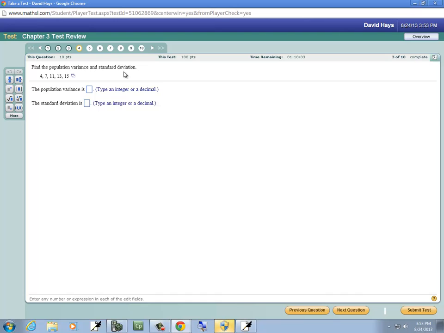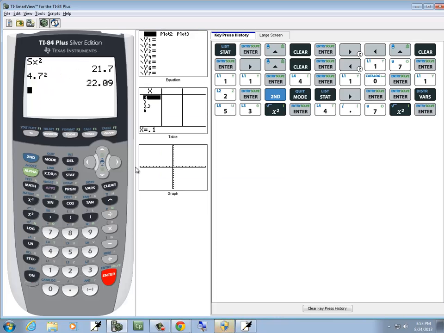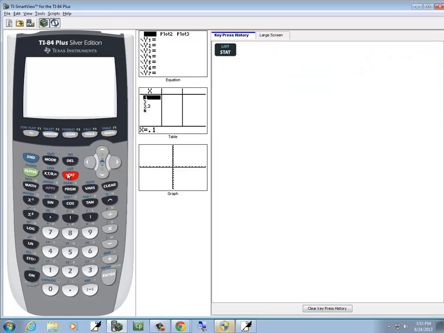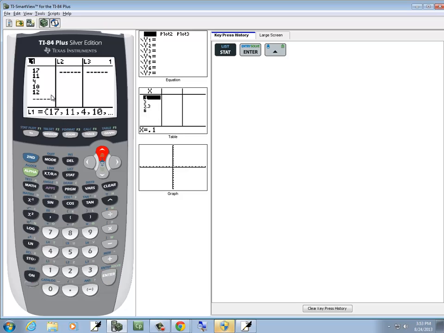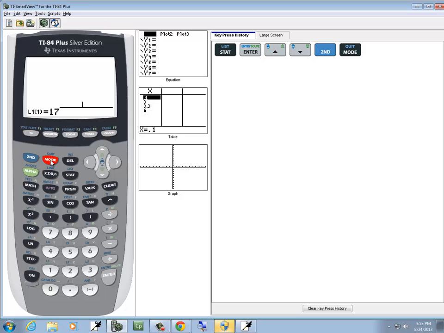Find the population variance and standard deviation of these numbers. Okay, so I'm going to do stat, enter on edit, and I'll up arrow. Actually, let me show another way to clear out that list. Let me do second mode to exit out. And I go to stat, and you see number 4 says clear list. You can press 4. And then I do second 1. That'll get L1, and press enter. That's the safe way to clear out a list, so you don't accidentally delete it.